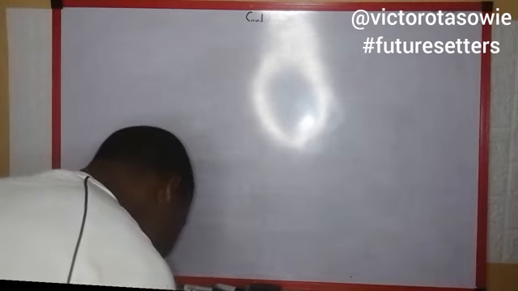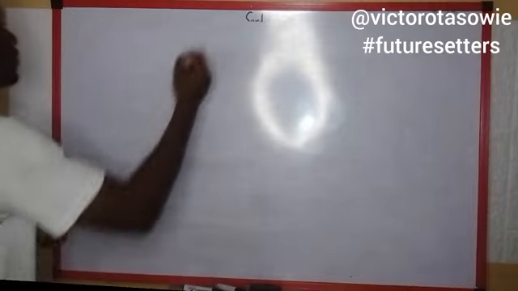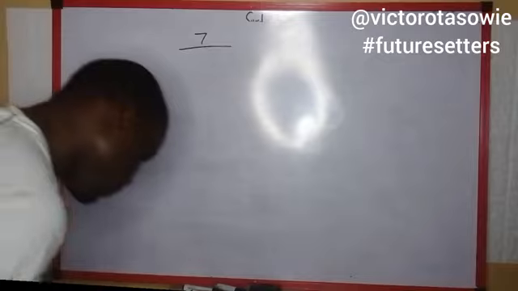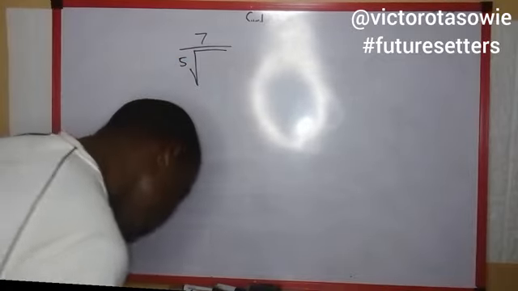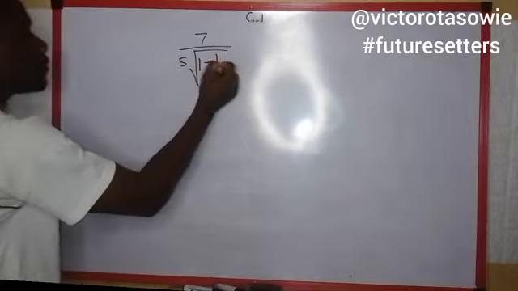We have another question. So for this question, we have 7 over 1 minus 1 over 50.